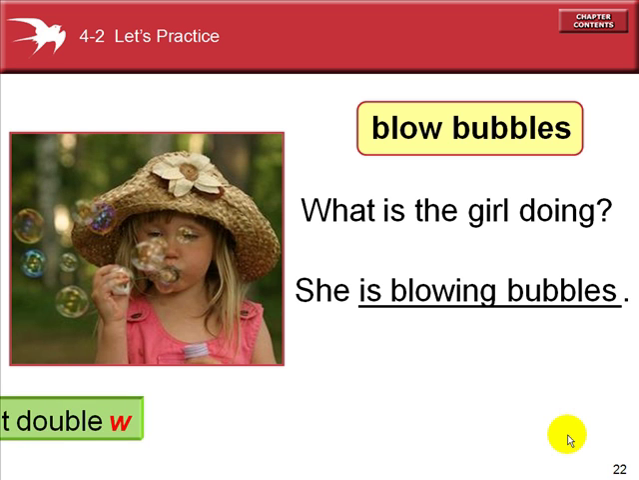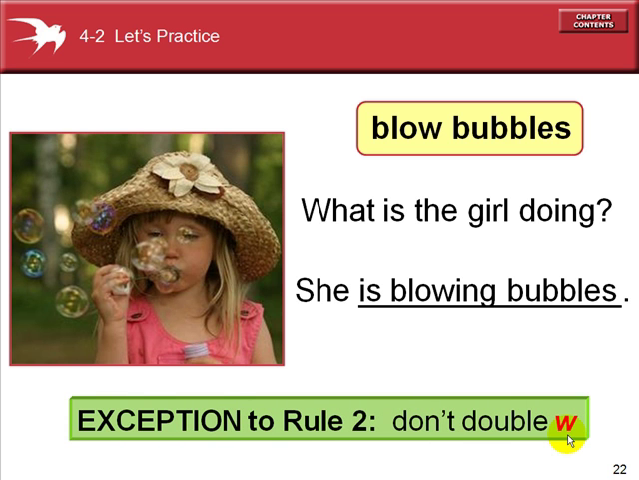What's the girl doing? She is blowing bubbles. This is an exception. It is the letter W. Blow ends in one vowel and one consonant, but it is an exception. It does not follow the rule. We just add the ing ending. She is blowing bubbles.